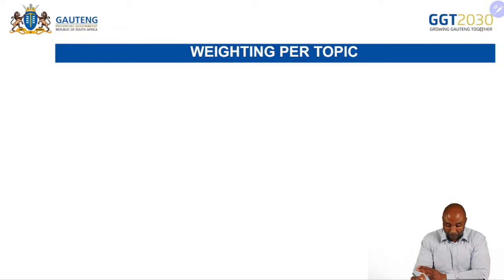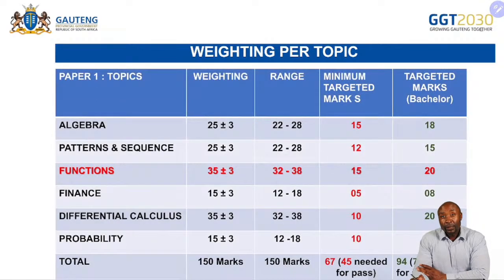Now, we know the weighting per topic for our paper 1, but I have highlighted functions because this is the topic that we are focusing on today. And we know that it's 35 plus minus 3. It can be a minimum of 32 marks or a maximum of 38 marks.